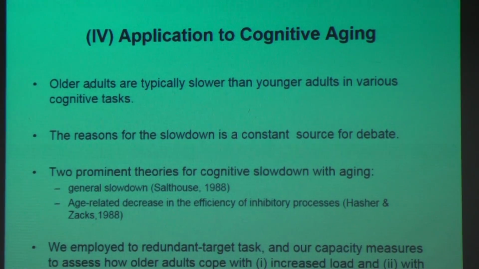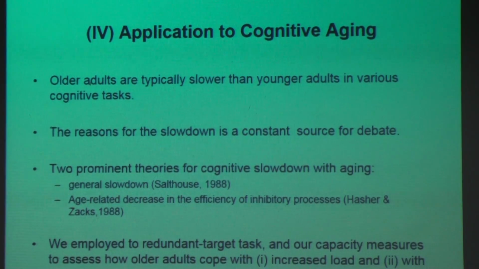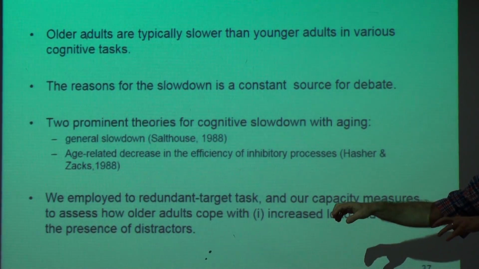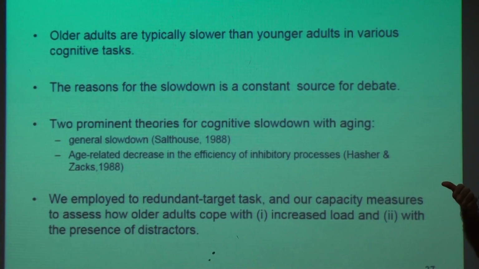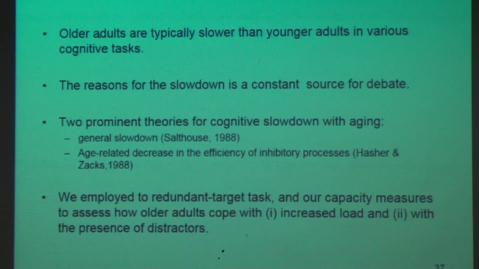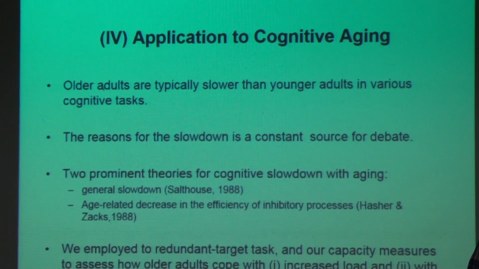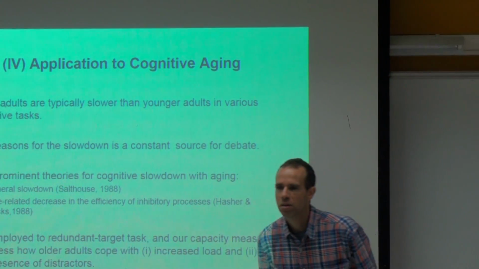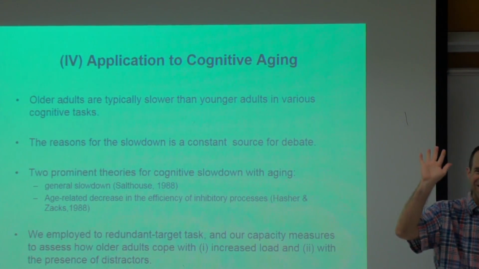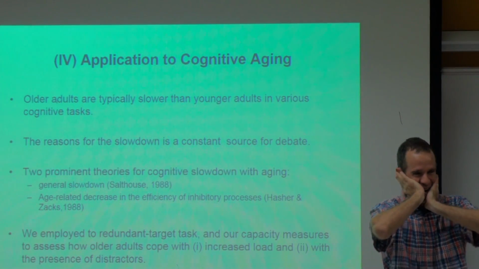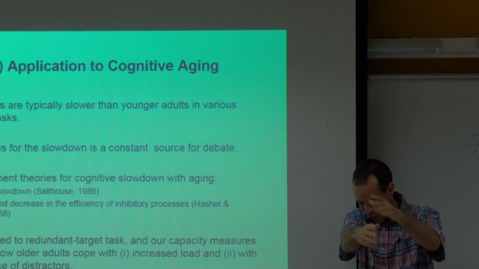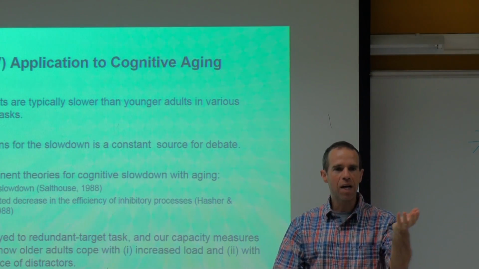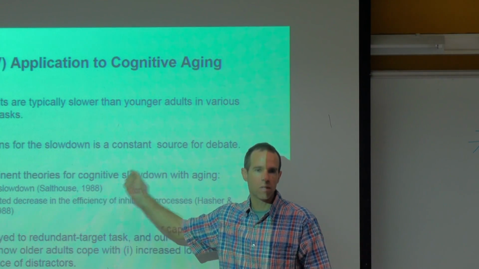So, what we did is we used this redundant target task with both young and old adults, with and without distractors. Now, distractors is a very important term here, so maybe you can translate distractors. Alright, distractors. Yes. And the design will allow us to test those two important things.